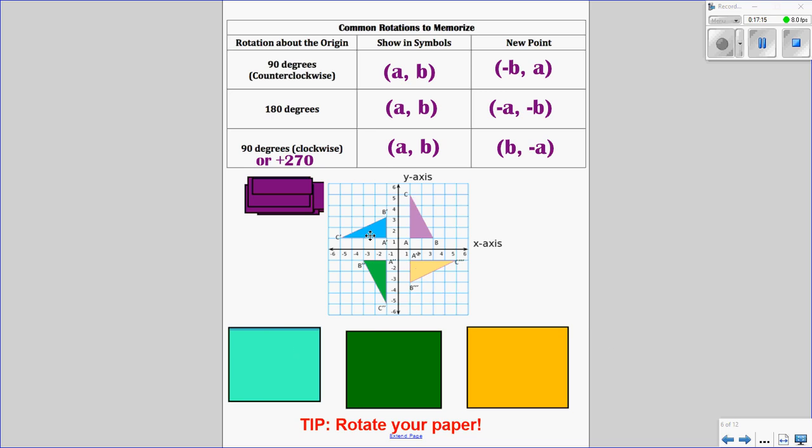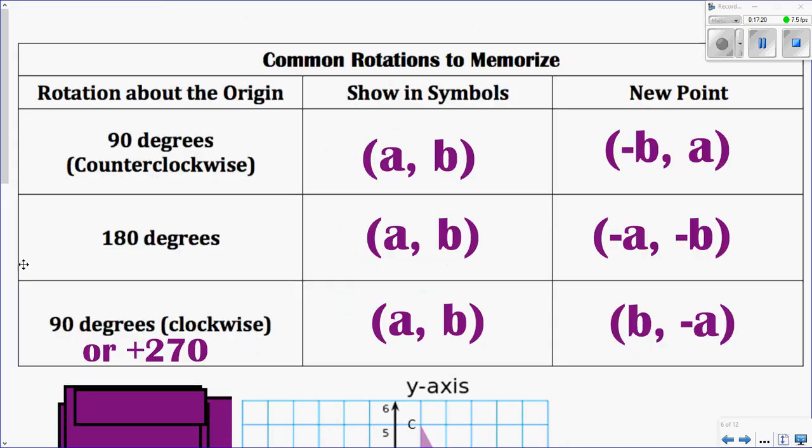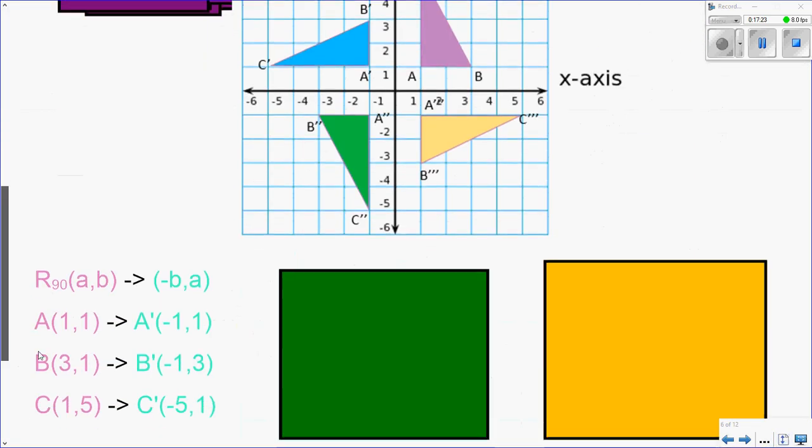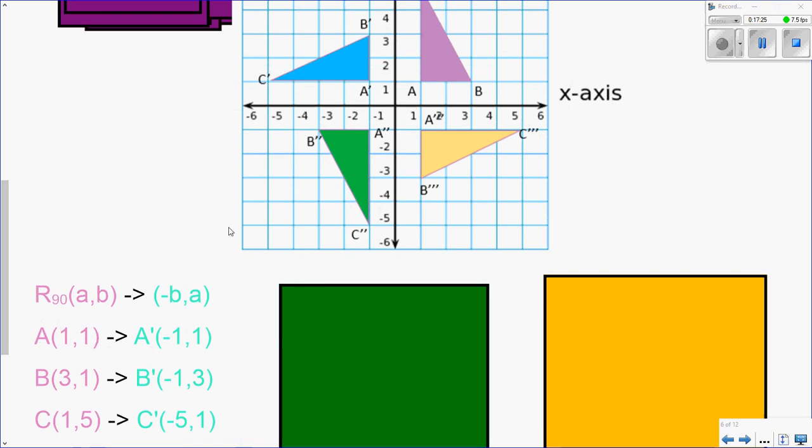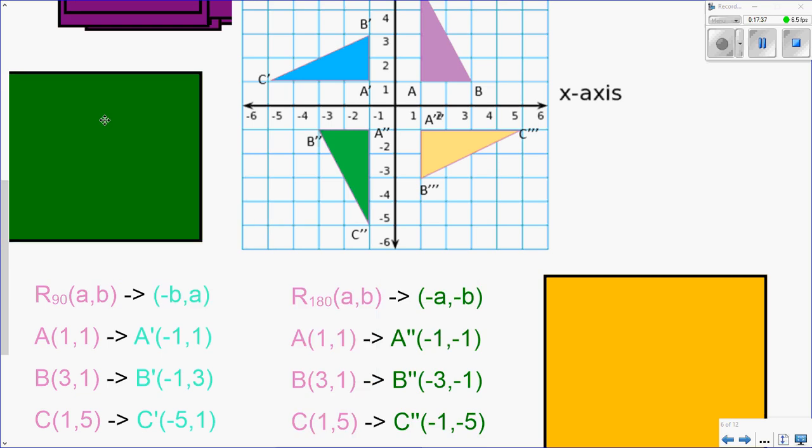So for the blue image, I'm going to make this bigger so you can see it. Hopefully I can show everything. The blue image is a rotation from the purple to the blue, and you're using this formula. So basically you switch the numbers and then you negate the B. For the green image, you're starting from the purple to the green, you did a 180 counterclockwise. So again, you keep the letters in the same position, you just negate them. And that's what you see.